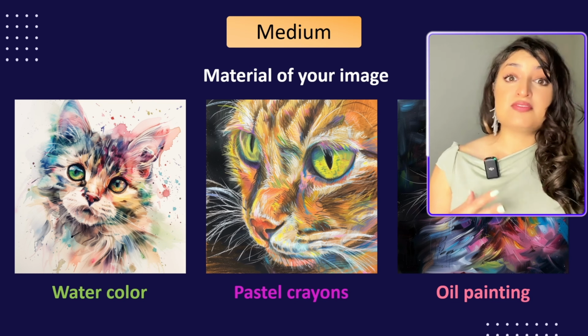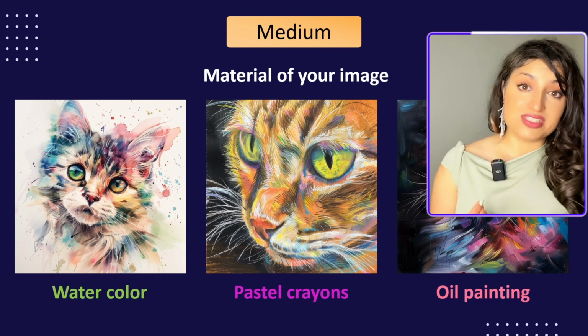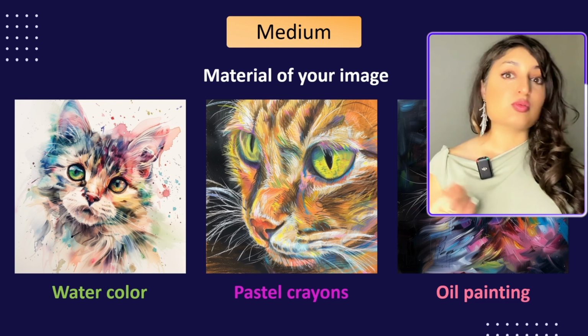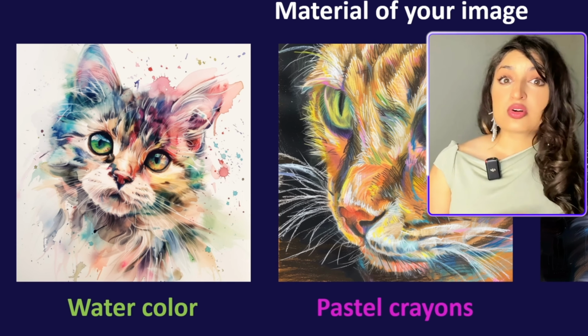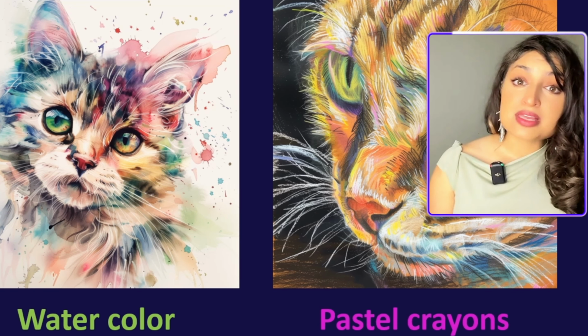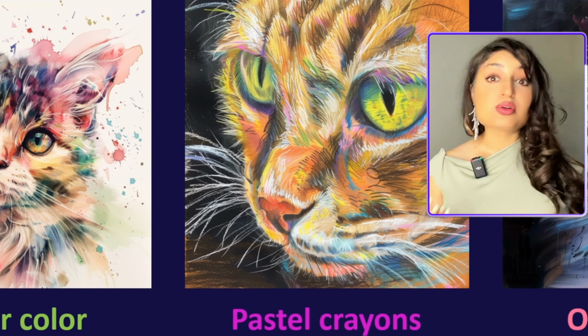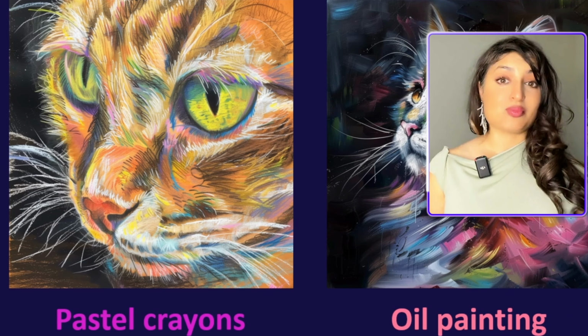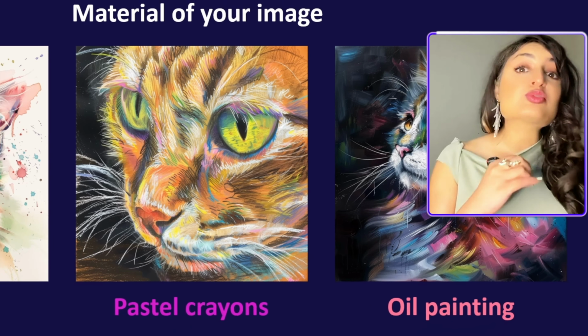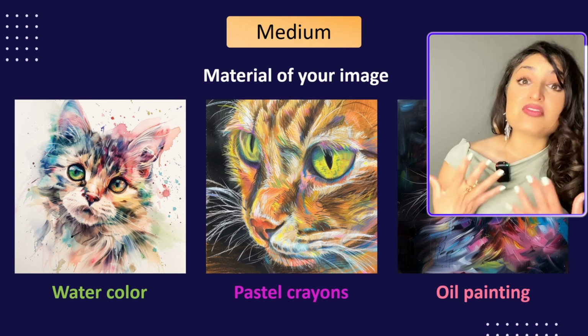This influences the visual texture and feel of the image, from digital painting to watercolor, oil painting, photography, illustration, acrylic, pen and ink, colored pencil, clay sculpture, photorealistic, pixel art, vector art. There are tons and tons of possible mediums. The medium you select will drastically alter the appearance of your image.